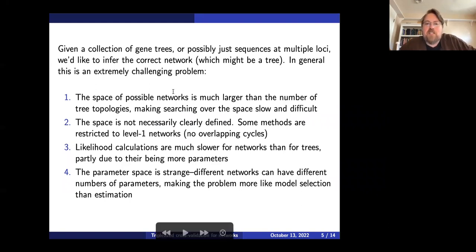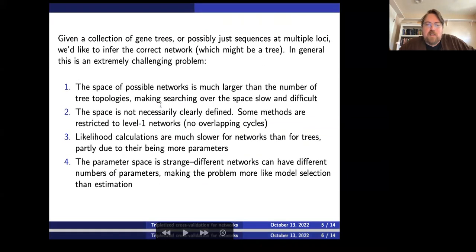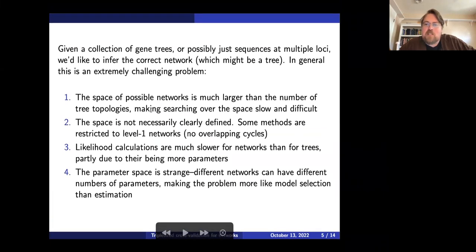Okay, so given a collection of gene trees, we'd like to infer the correct network, which might be a tree. Okay, so a number of challenges. The space of possible networks is much larger than the number of tree topologies, so that makes searching over the space quite slow and difficult. The space is not clearly defined, so some algorithms or inference software restrict the problem to level 1 networks, which don't have overlapping cycles, for example. But I think everyone would like to work in a more general setting than that, but that makes things more tractable.